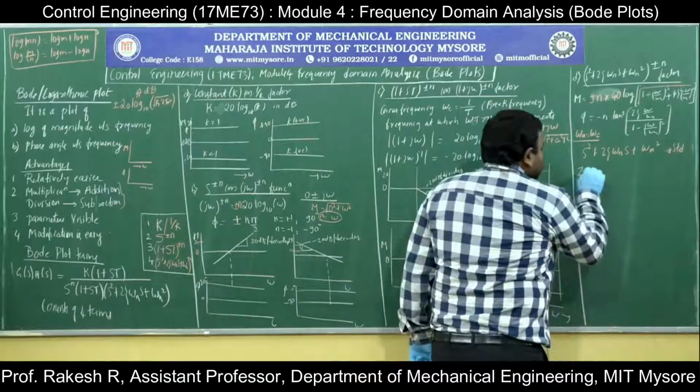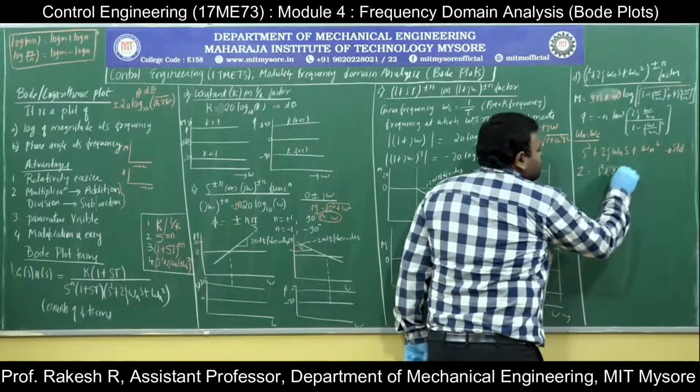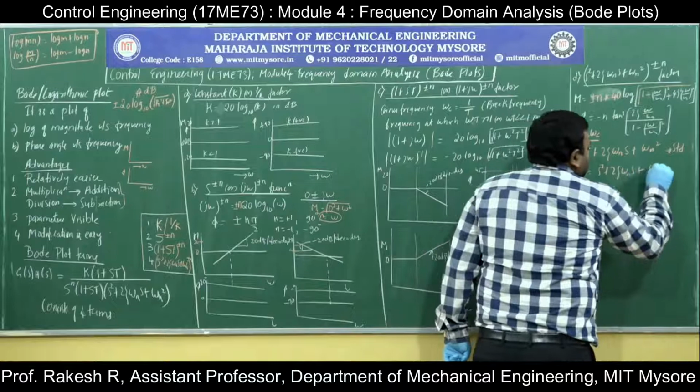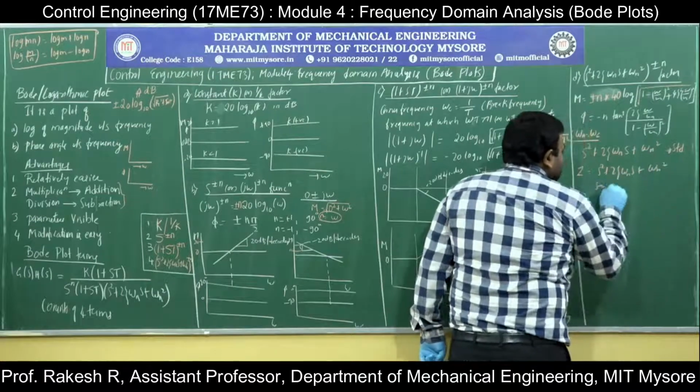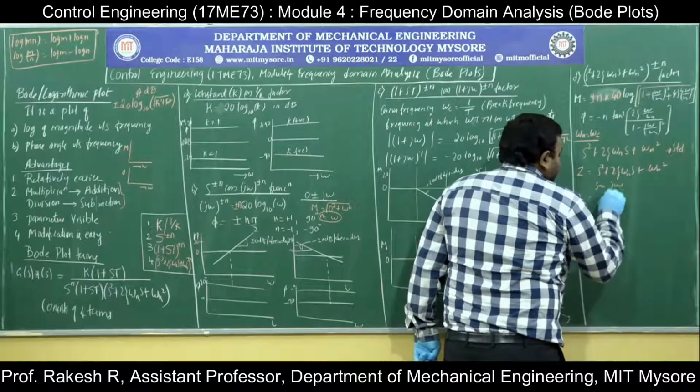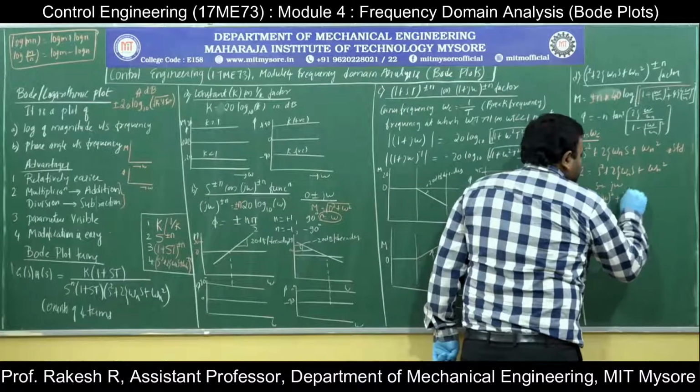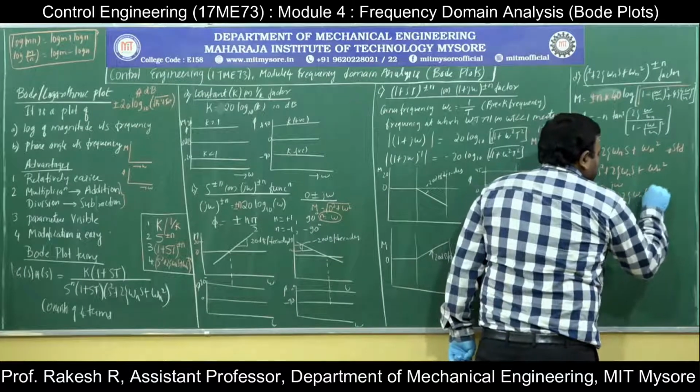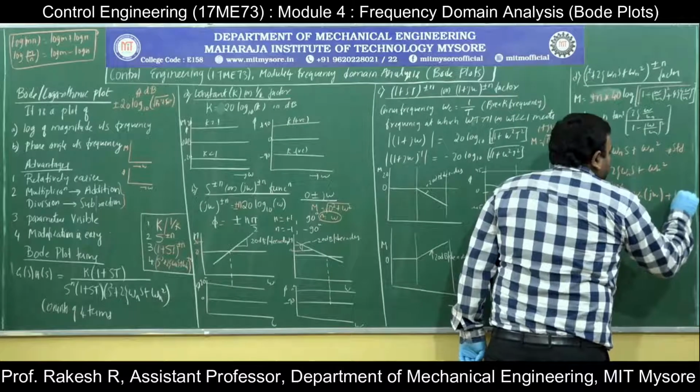Let us see how to do this. I will consider this as Z, s square plus 2 zeta omega n s plus omega n square. Replace s equal to j omega, then (j omega) whole square plus 2 zeta omega n into j omega plus omega n square.